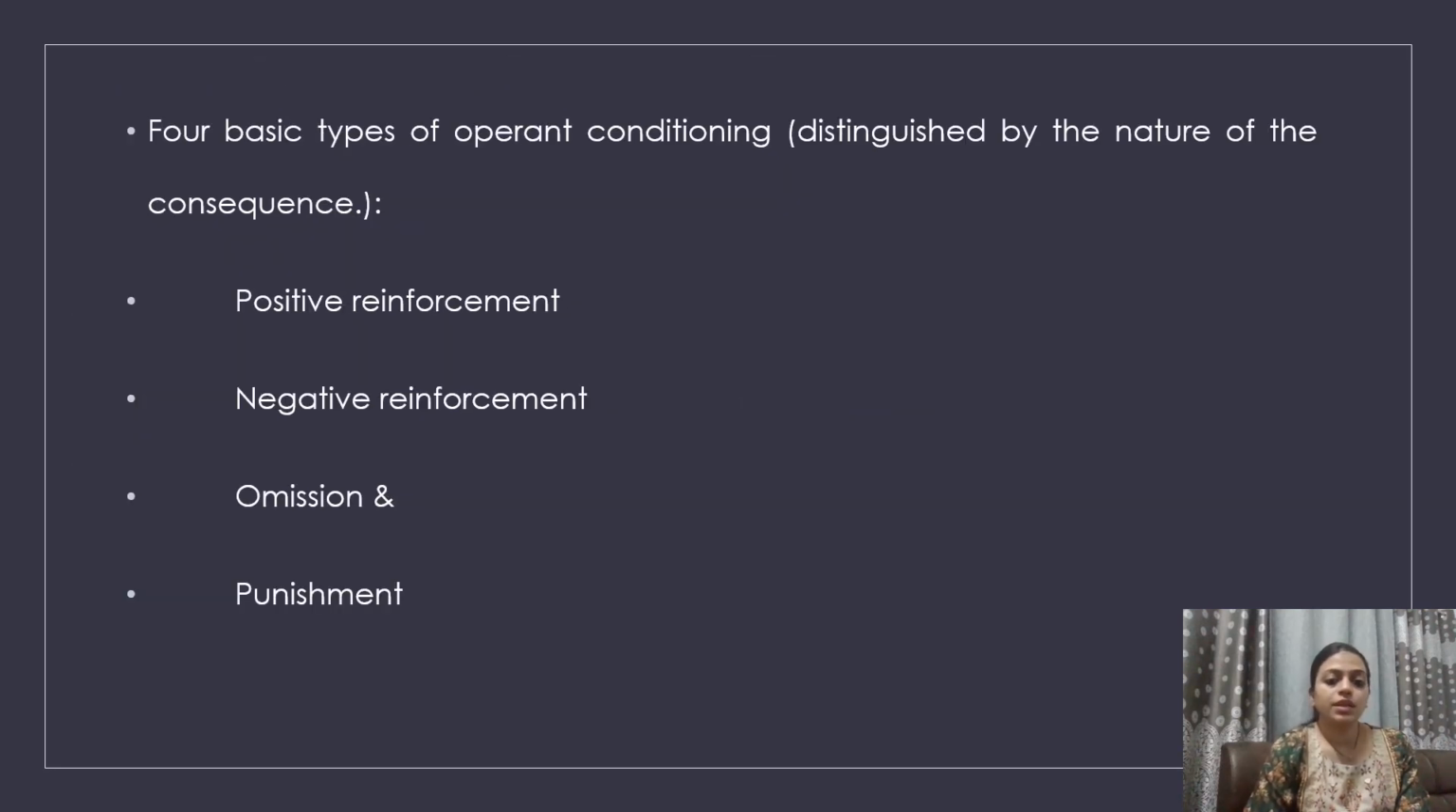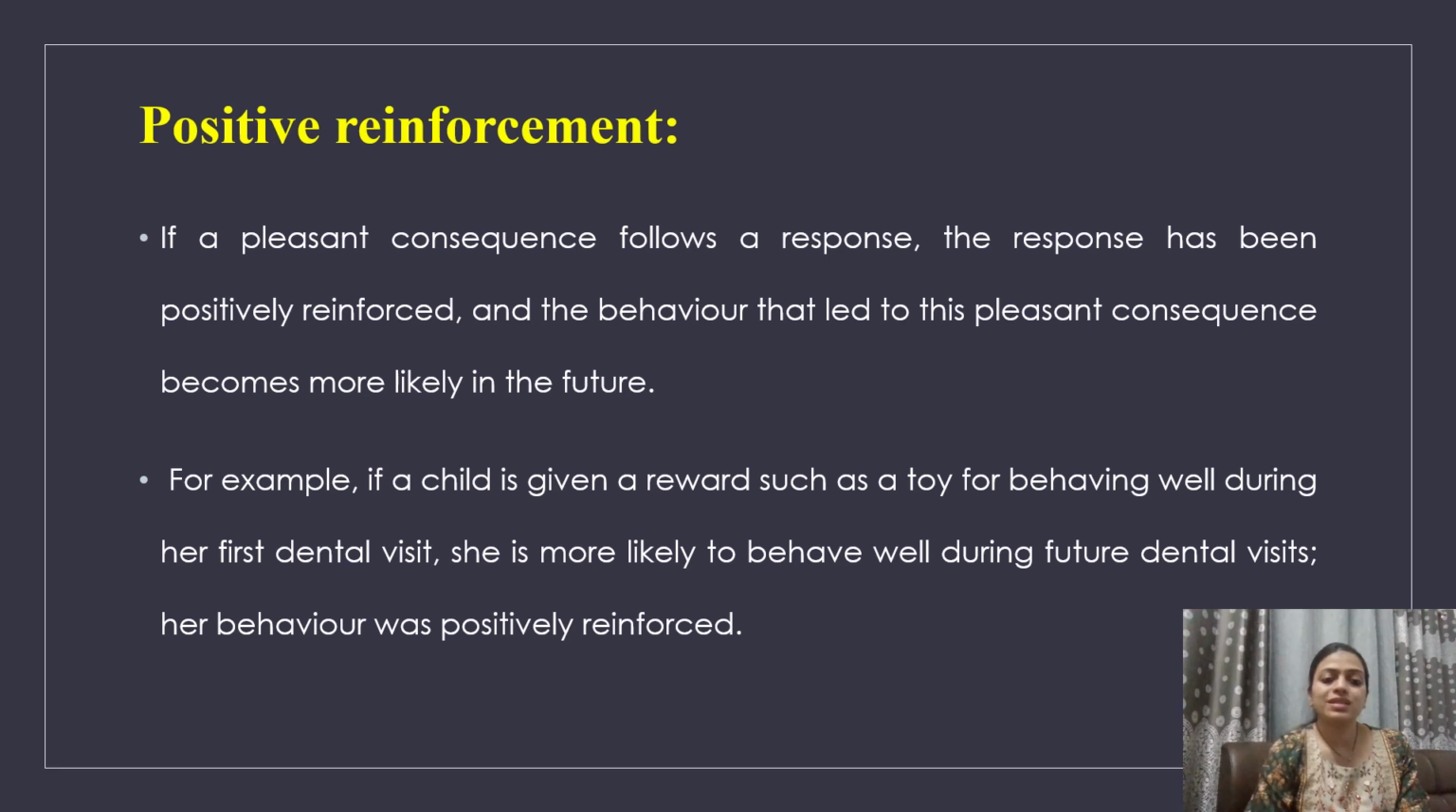The four basic types of operant conditioning which we need to know are positive reinforcement, negative reinforcement, omission, and punishment. These are the four broad types of operant conditioning. Positive reinforcement, in simple terms: if a pleasant consequence follows any kind of response, then the response has been positively reinforced. For example, if a child is given a reward such as a toy for behaving well during the dental visit, then they are more likely to behave in the same manner during future dental visits. So the child's behavior has been positively reinforced.